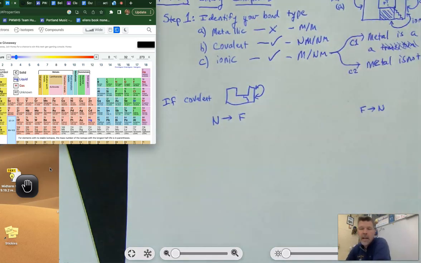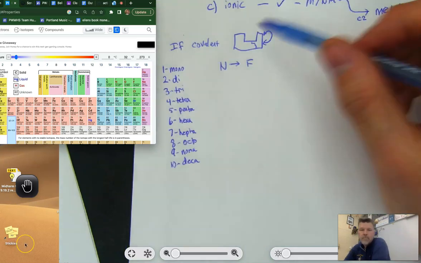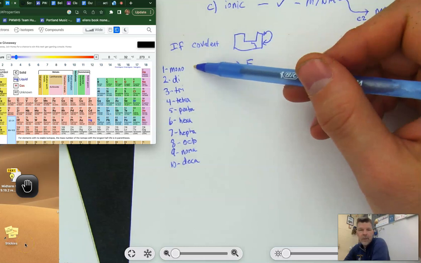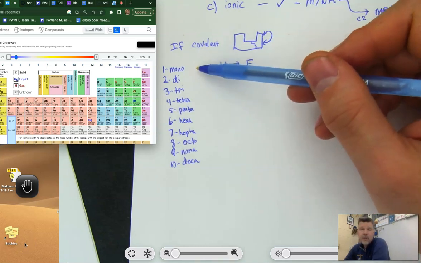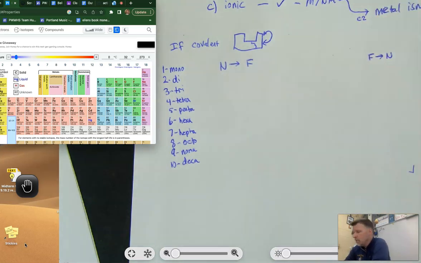In order to name these guys, though, you do have to know the Greek prefixes. The earlier ones will show up more often, but I'll have them all magically appear. There they are. If you're going to need to write them down in your note card, that's okay. That's up to you. As you use them, they'll sink into your brain and you won't have to look anymore. So mono, di, tri, that just means 1, 2, 3, 4.